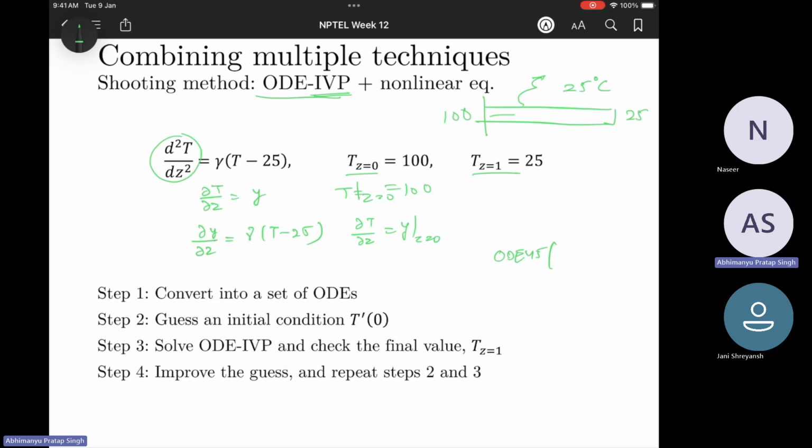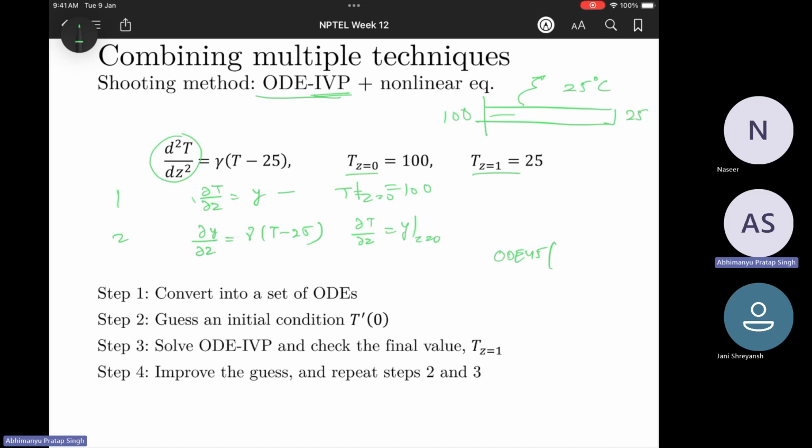we need the initial condition. So if we are converting it into two first order ODEs, so this is one first order ODE, this is the second first order ODE. So we need the initial conditions for both of these ODEs. We know the initial condition for this one. So at z is equal to 0, it's 100. But we don't know the initial condition for dt by dz. What's the value of dt by dz at z is equal to 0?